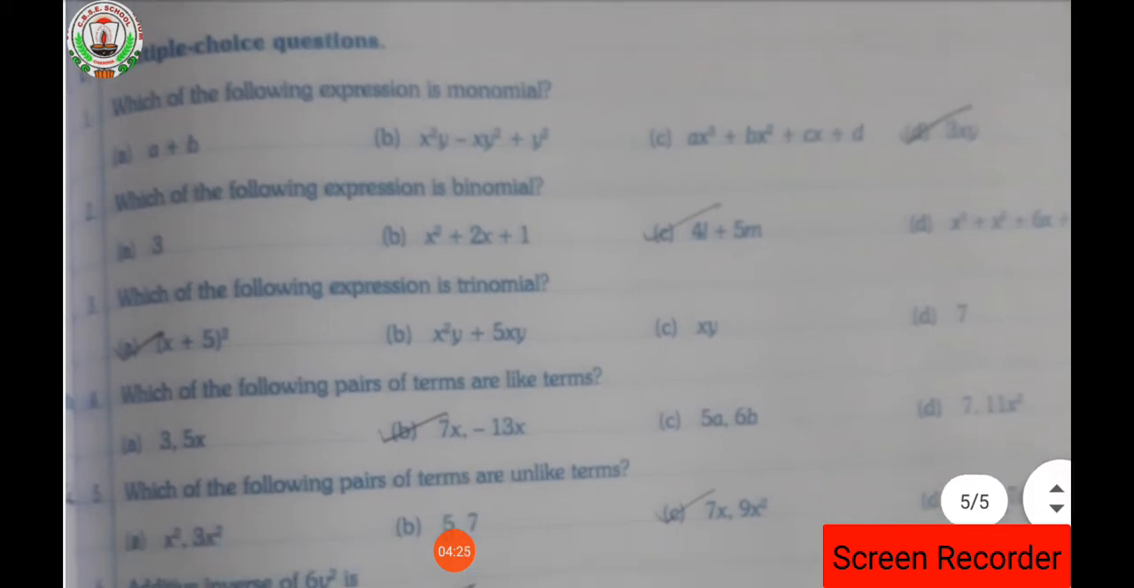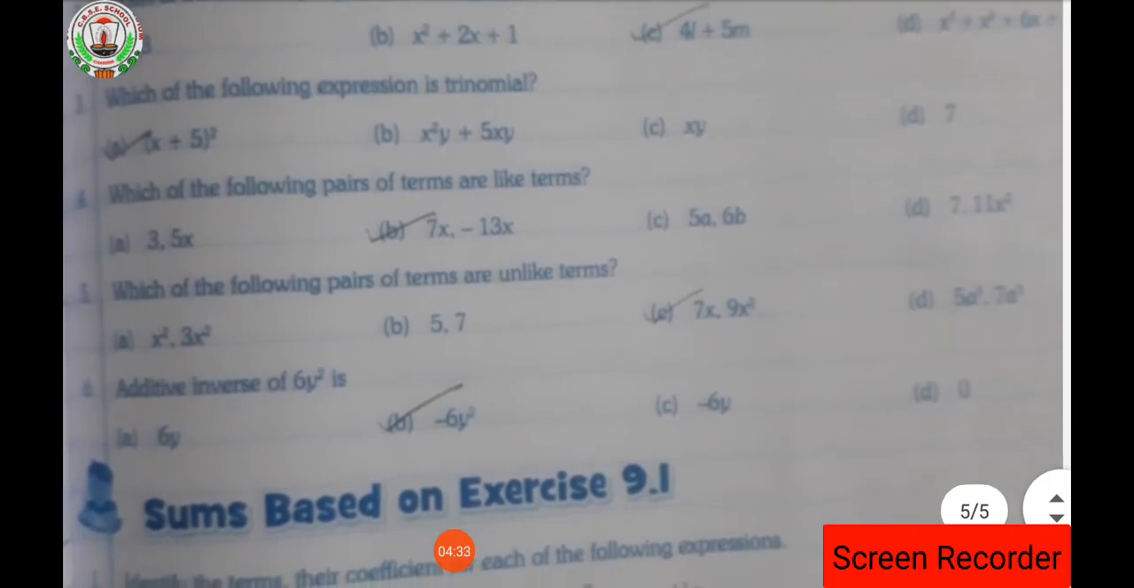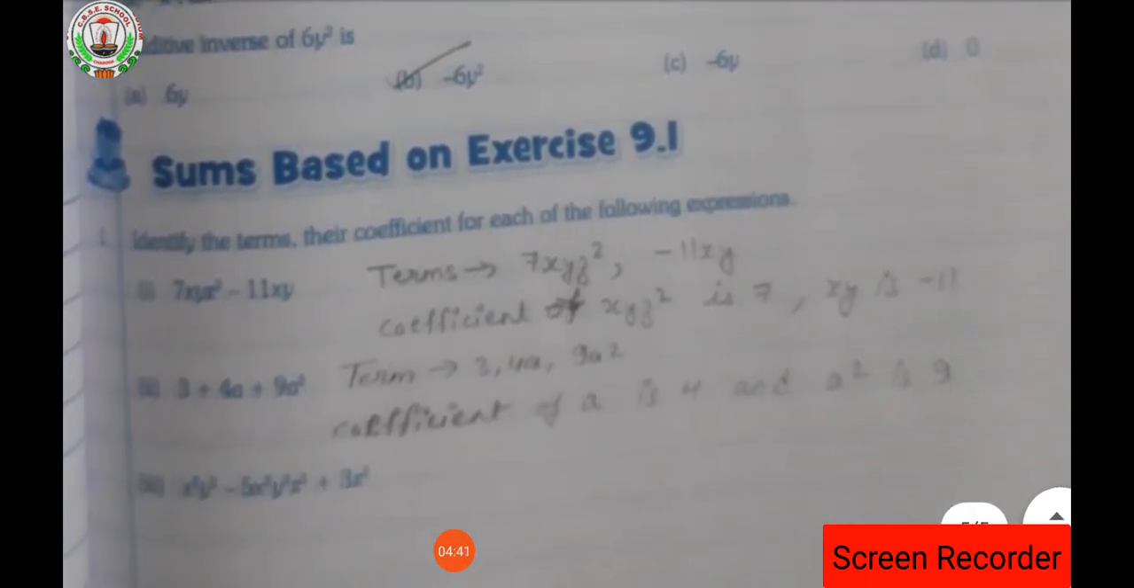Then next one is, which of the following pairs of terms are like terms? That is 7x, minus 13x. Clear? Then next one is, which of the following pairs of terms are unlike terms? That is 7x, 9x square. Then the next one, the additive inverse of 6y square is minus 6y square. So dear students, I had given some of the solutions over here. Please write them down in your workbook.